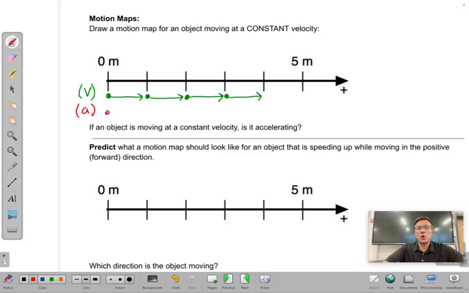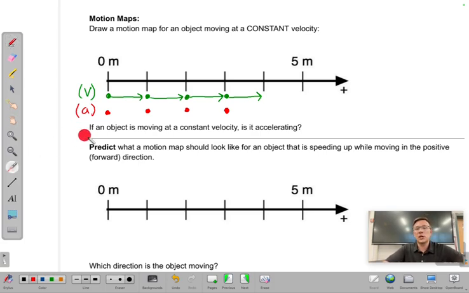We will always draw our acceleration dots directly below the velocity dots, but because the object is not speeding up or slowing down, we just leave those dots blank. We're not going to put any arrows on there because there is no acceleration. If an object is speeding up or slowing down, then we include the arrows on the acceleration dots.